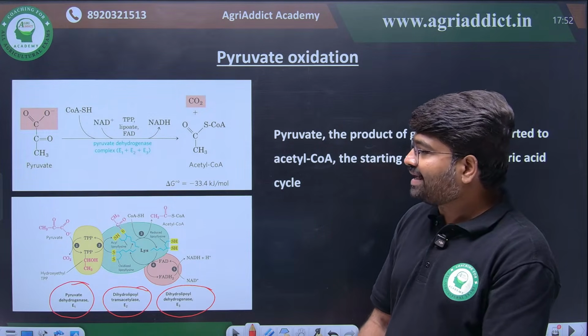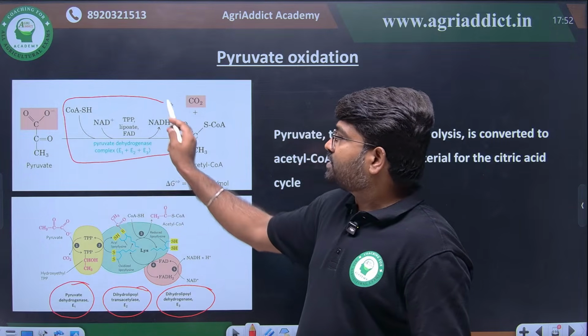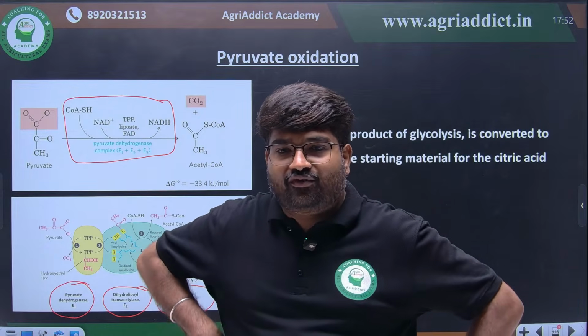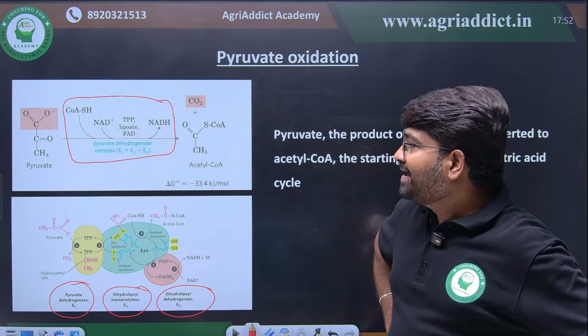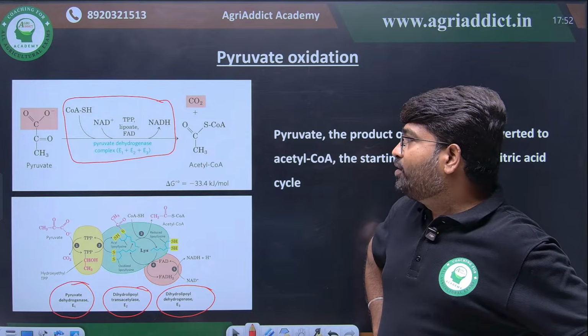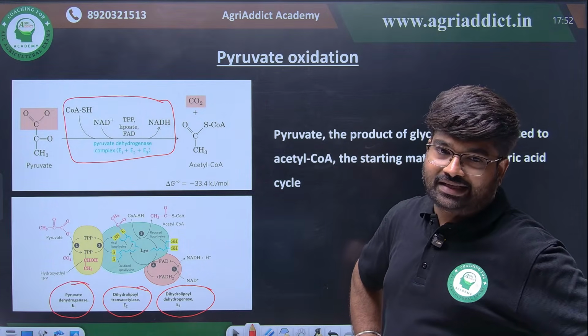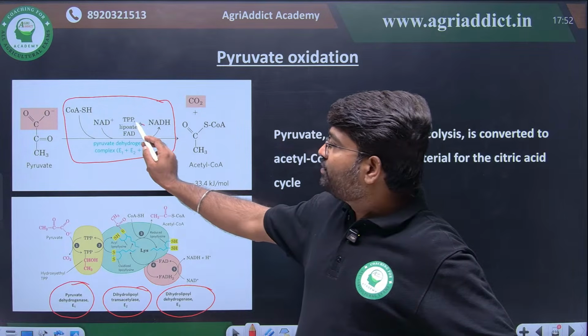Then another most important thing: what are the cofactors involved in pyruvate oxidation? A total of 5 cofactors will be there: CoA, NAD, TPP, lipoate and FAD. These are the 5 cofactors. Among them, 4 are vitamins. Except lipoate, 4 are vitamins.